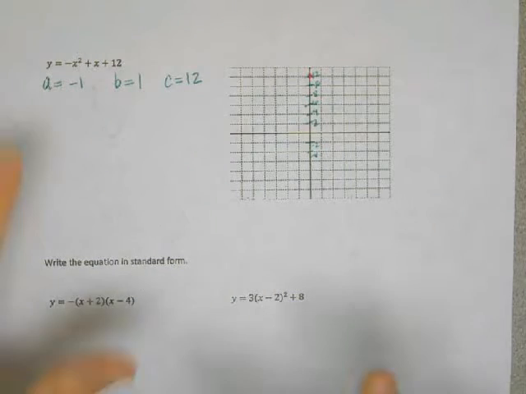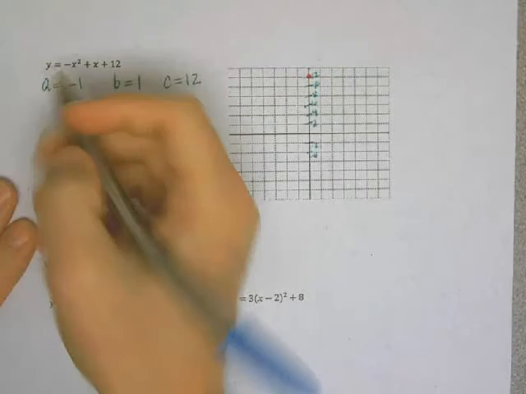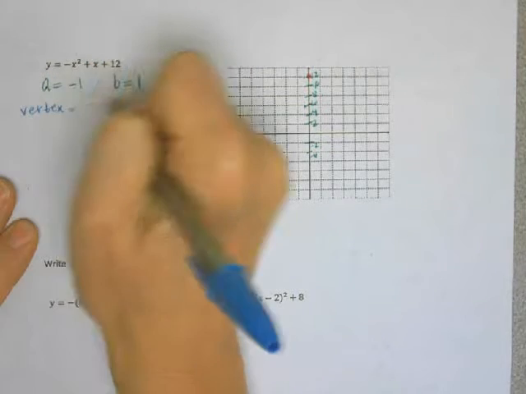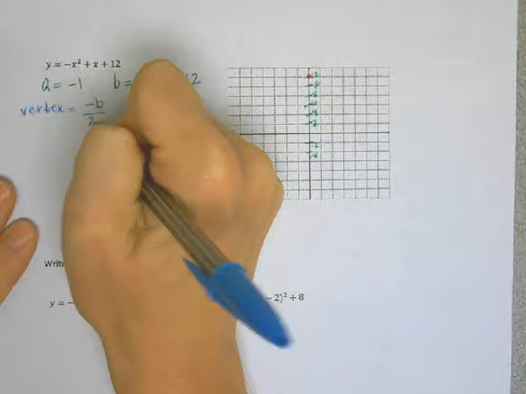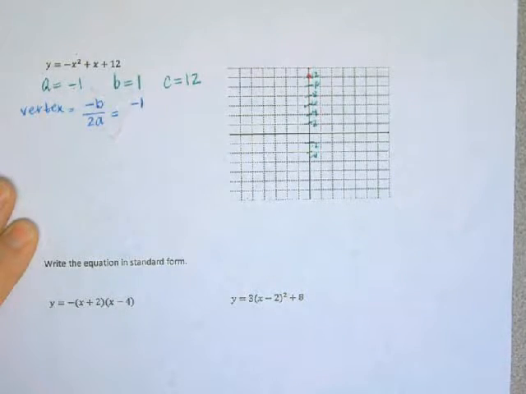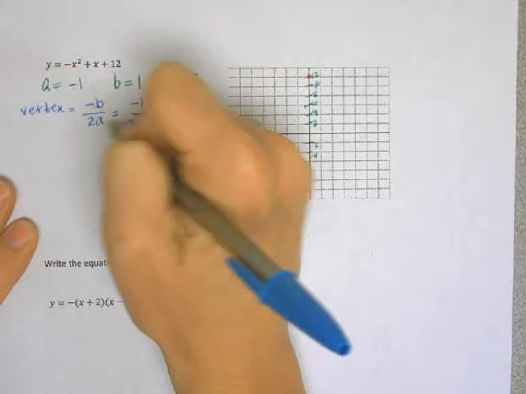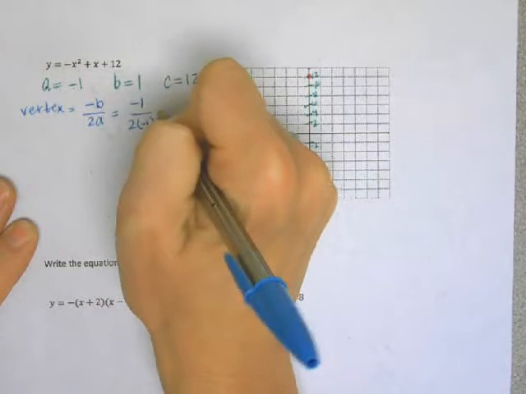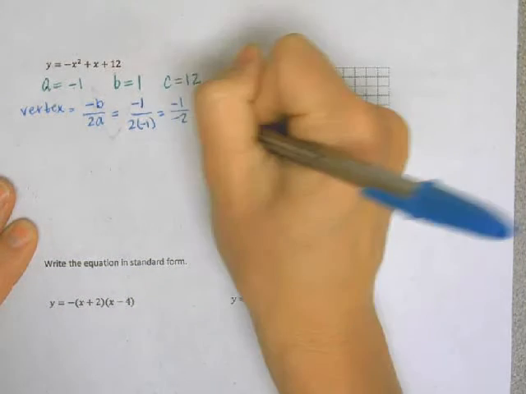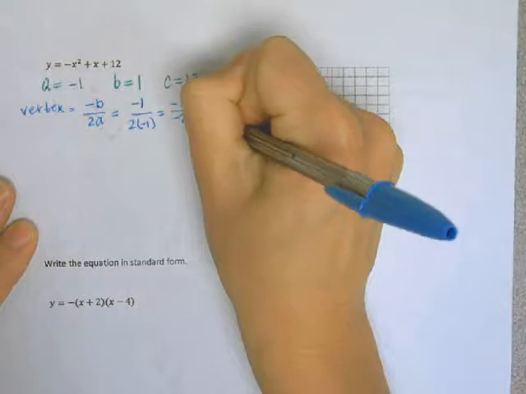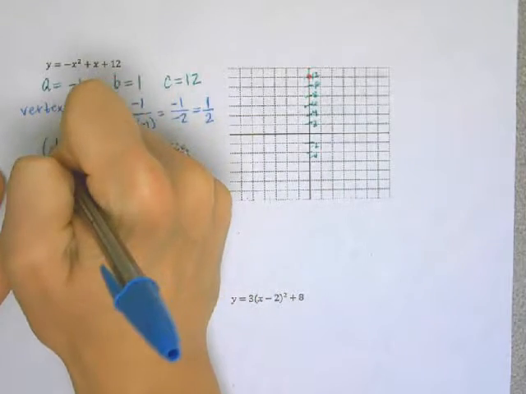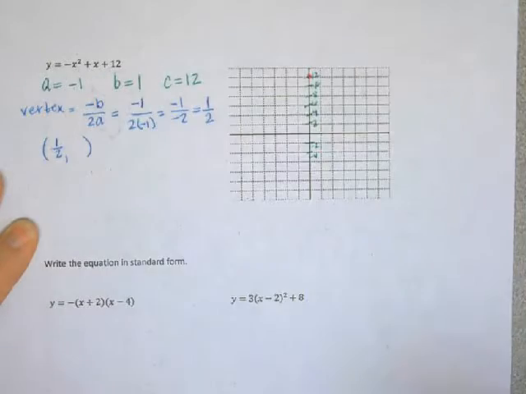Okay, once you have that A, B, C labeled, then you need to figure out your vertex. Vertex is always the formula opposite of B over 2 times A. So opposite of +1 will be a -1, and then 2 times A is -1, so that is a -1 over a -2. A negative divided by a negative is a +1/2. Unfortunately, that is super ugly, but it's where my vertex is.